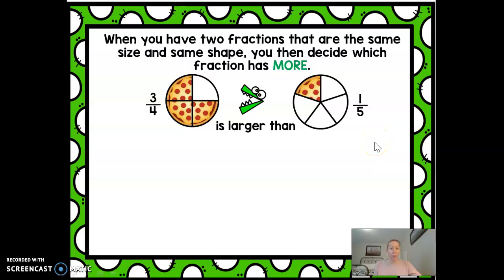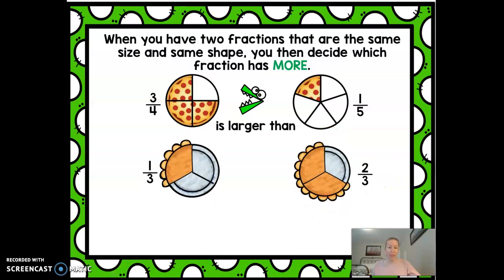So do you remember how to do our more than, less than with our signs? It's like the alligator mouth. The alligator is going to eat the bigger pieces. He's hungry, so he wants more. So that's the shape that you would have to compare your fractions.